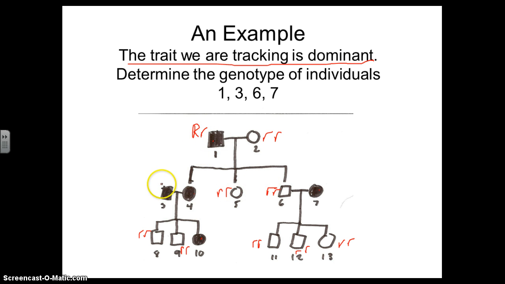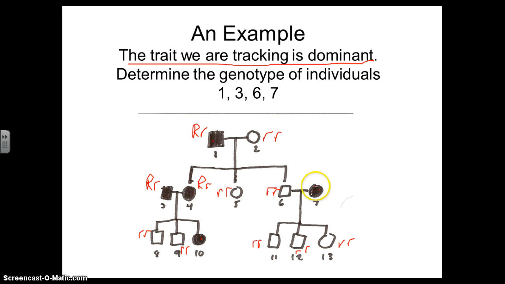Now let's go to person 3. We see that some people have the dominant trait and some have the recessive trait, so they have to be heterozygous. Otherwise we would not be able to have this one child here. Both parents have to have a little r for them to have a child that has both little r's and therefore shows the recessive trait.